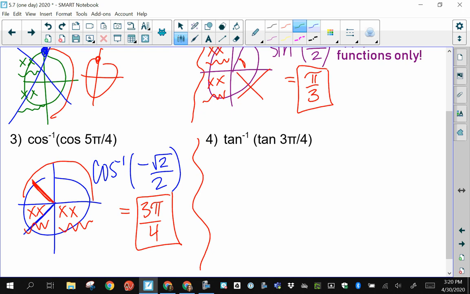Example 4, I'm going to start inside the parentheses. They're asking me to find the tangent of 3/4 pi. Remember our memory shortcut for where things are positive. All students take calculus. This is where all trig functions are positive. The only one that's positive here is sine. The only one that's positive here is tangent. The only one that's positive here is cosine. So that means that tangent is negative there, and that means it's negative 1.